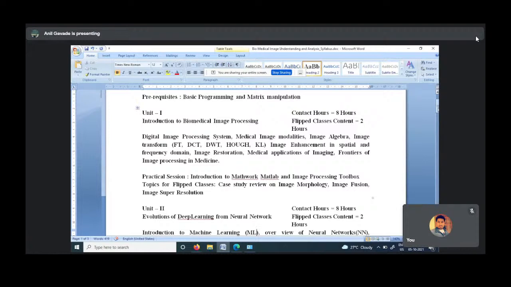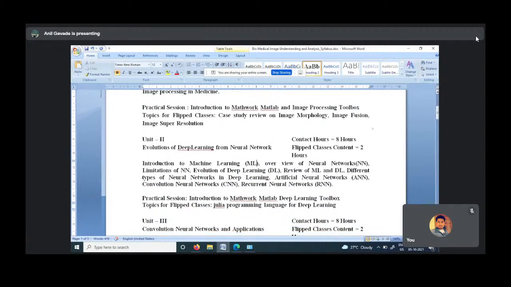Okay, so that's the next area where we find more openings in the market. So I expect the students to implement the same algorithm, whatever I'm implementing in MATLAB should be replicated in another programming language, that is using Julia. So let's go to the second unit.